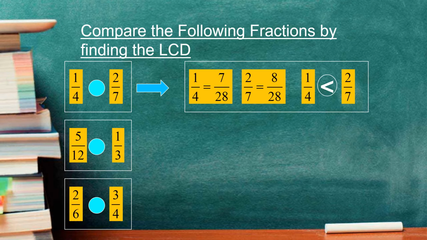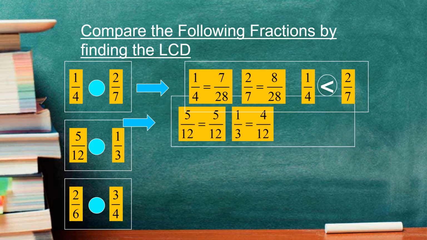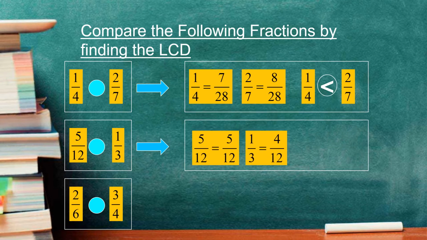Okay, for number 2, anong LCD ng 12 and 3? Yes, that's correct. We have 12. Very good. Now we have 12. So 12 divided by 12 is 1, times 5 is 5. So that's why we have 5 over 12. Then the second one, 12 divided by 3 is 4, times 1 is 4. That's why we have now 4 over 12.